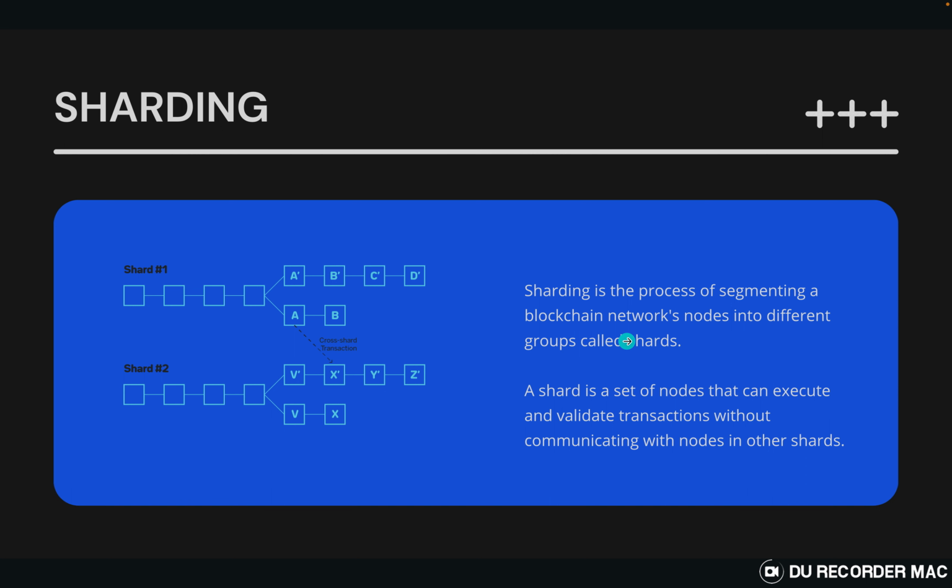So that's just a simple explanation of what sharding is. A shard is a set of nodes that can execute and validate transactions without communicating with nodes in other shards. So that's basically what it is. Just think about it like this.